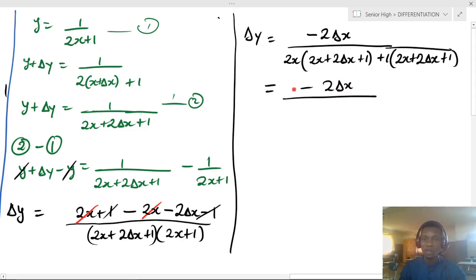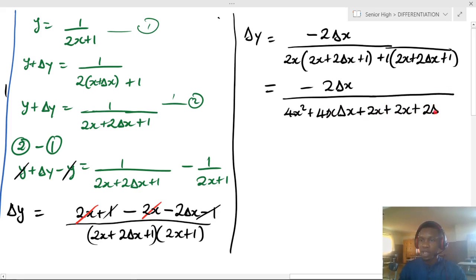Now opening this, we have 4x squared plus 4x delta x plus what again? We have 2x, plus what's the next part here? We have 2x again plus 2 delta x. You just repeat it entirely. So now let's take like terms.